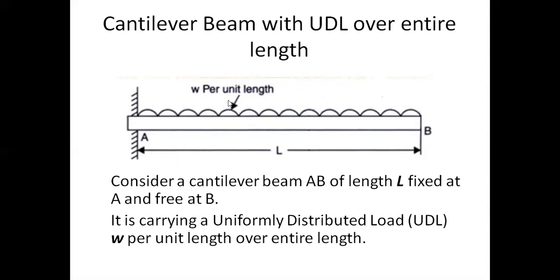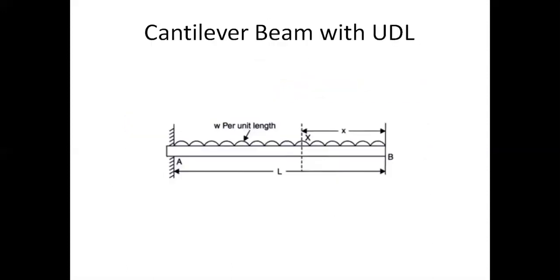Therefore, small w into L will be the total load. A uniformly distributed load is generally indicated per unit length, because it depends on the length of the span it is spread over. So, for a cantilever beam with UDL, how do we calculate shear force and bending moment diagrams?